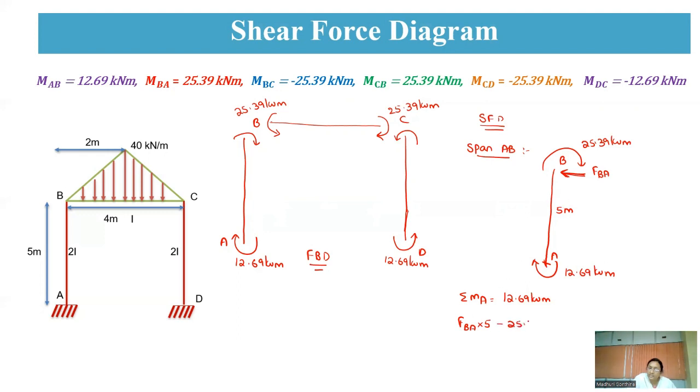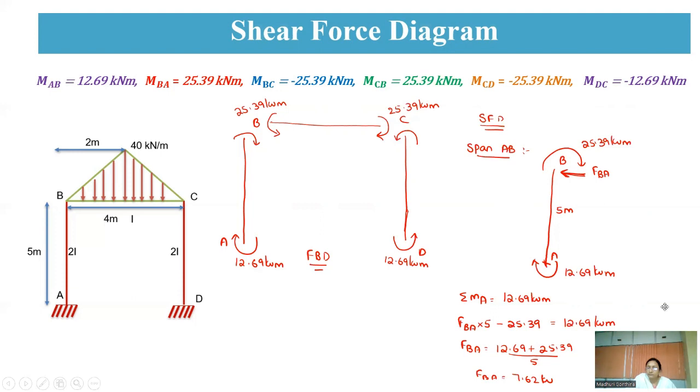So that means minus 25.39 will be equal to 12.69 kilonewton meter. So that means FBA will be equal to (12.69 plus 25.39) by 5. So that means FBA will be equal to 7.62 kilonewton. So we are getting a positive value. So that means this direction is correct.